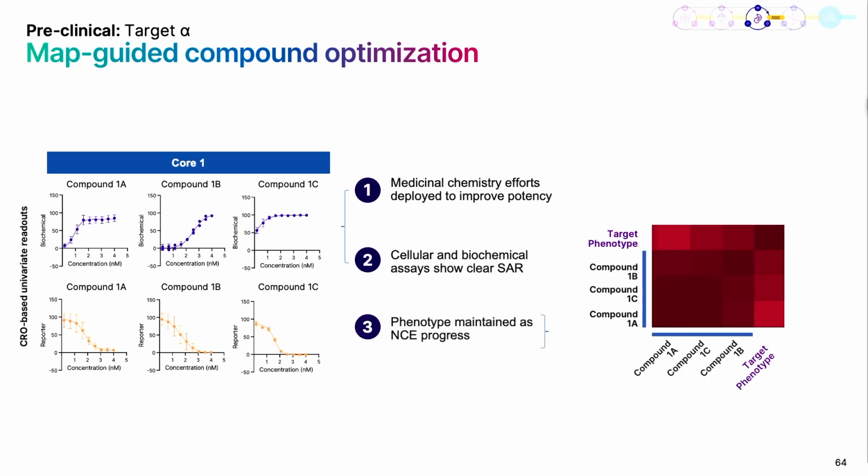And what we wanted to see above me here is that the compounds all looked similar to one another, and that their phenotype looked similar to that target phenotype that we really cared about, which should represent the polypharmacology that we cared about for this program. Now, the map helped us stay really laser focused on this target phenotype, and I'll show you an example of how it did that.